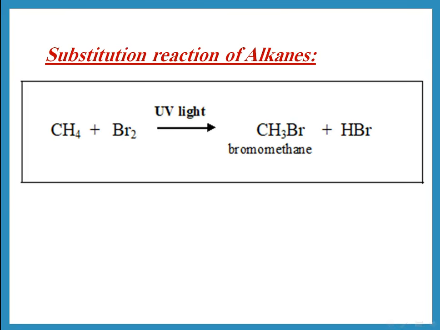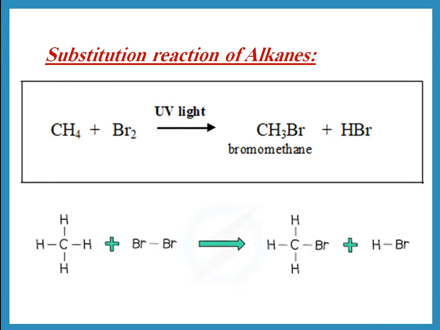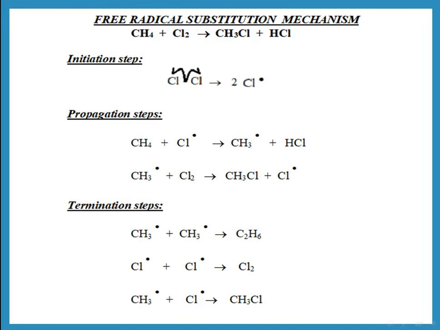What happens is we remove one of the hydrogens that is on the methane, replace it with one Br, and my other product will be the hydrogen that I removed plus the other Br, so that forms HBr. So this is called substitution reaction of alkanes. Now, it is very important to know the mechanism of this reaction. He will ask you to write at least parts of this mechanism.